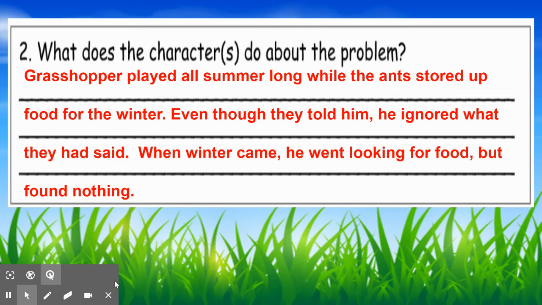So what does the character do about the problem? Well, the grasshopper played all summer long while the ants stored up food for the winter. Even though they told him, he ignored what they had said. And when winter came, he went looking for food, but found nothing.